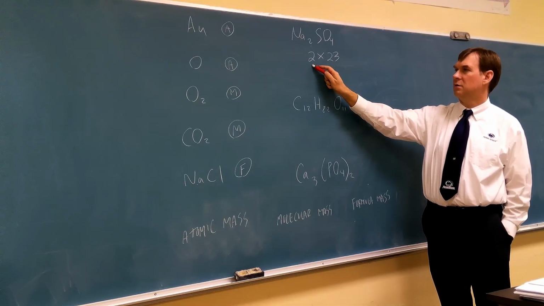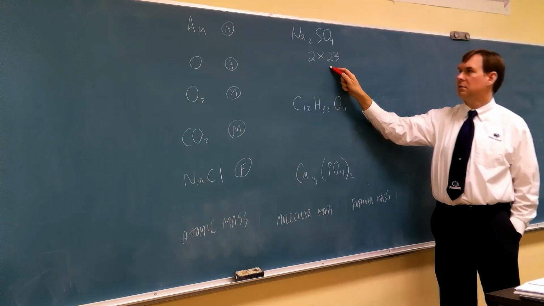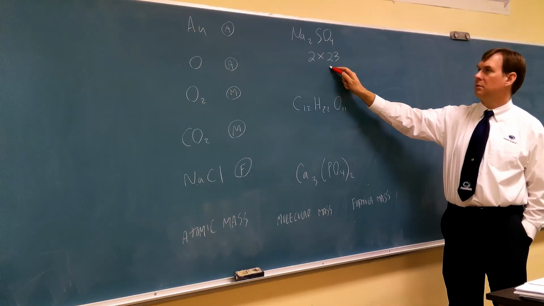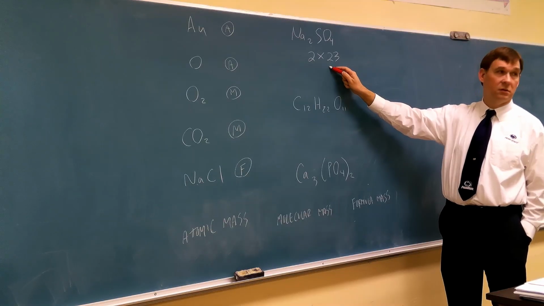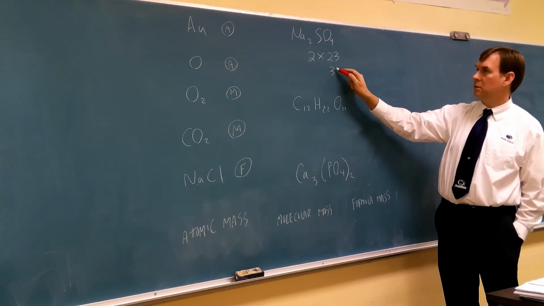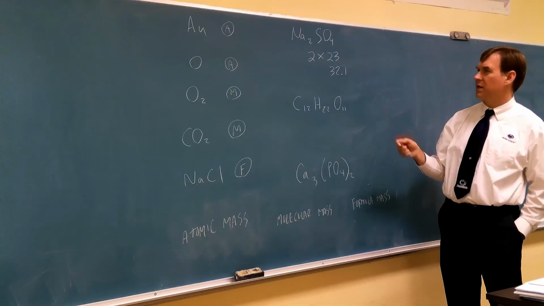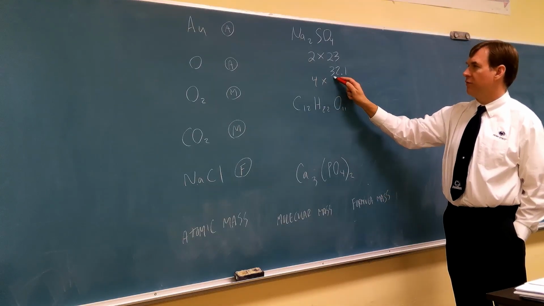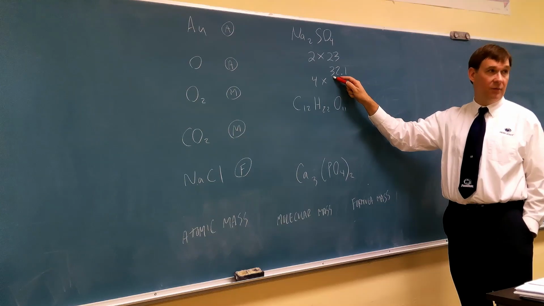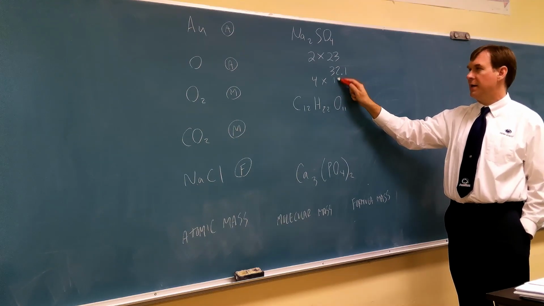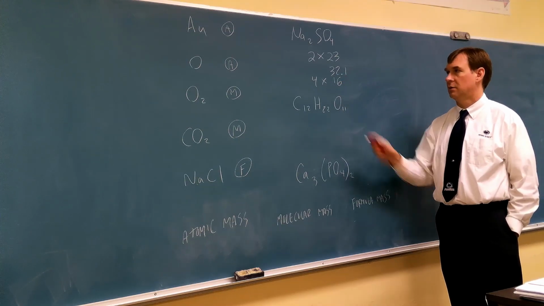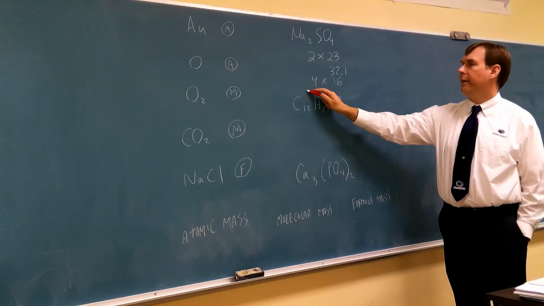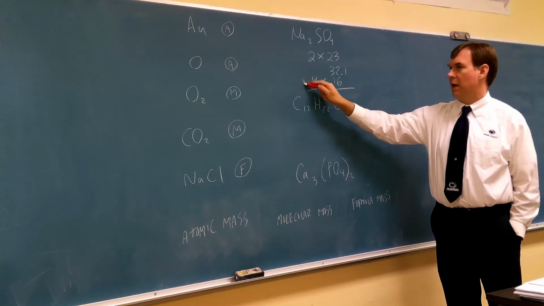Sulfur? 4 times. No, not for sulfur, it's just the number. It's 32.1, because it's 32.06 on the periodic table. Oxygen would go 4 times whatever the number is. 15.99. So if it's 15.99, we're going to call that 60. And then we're going to do what? Add them all together.